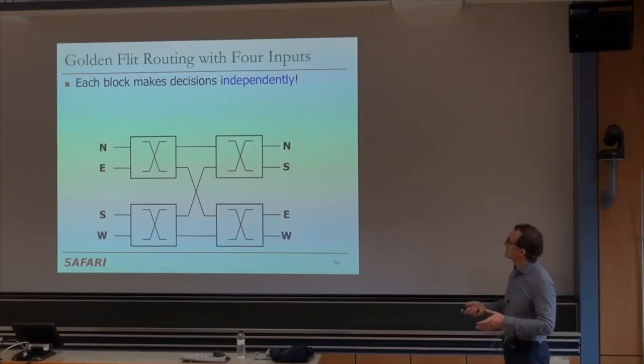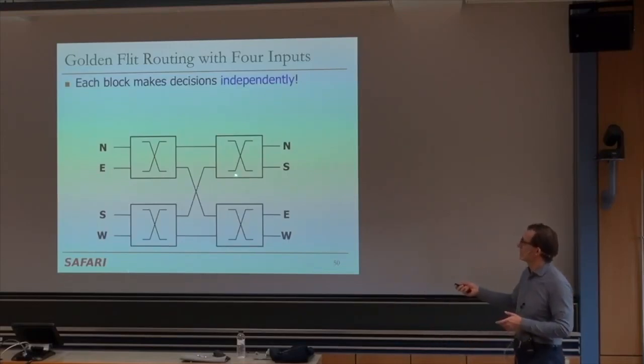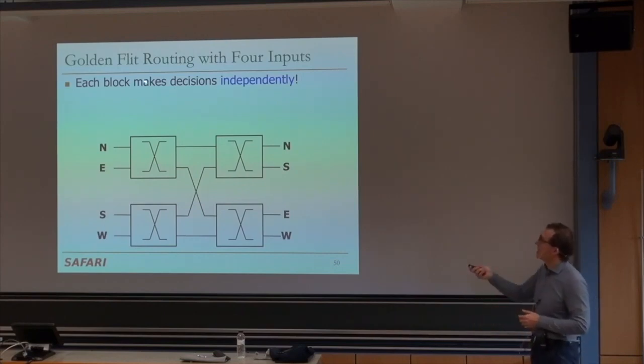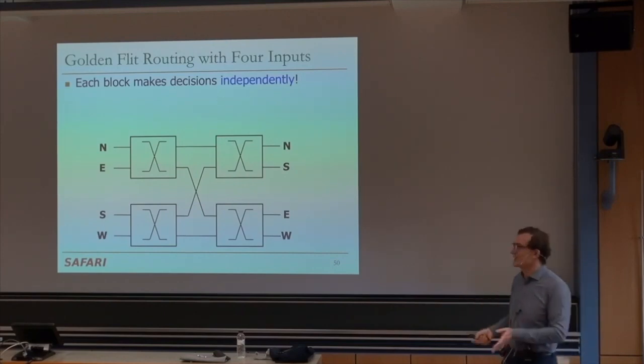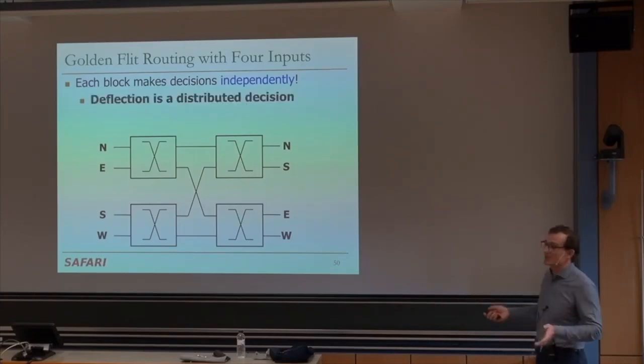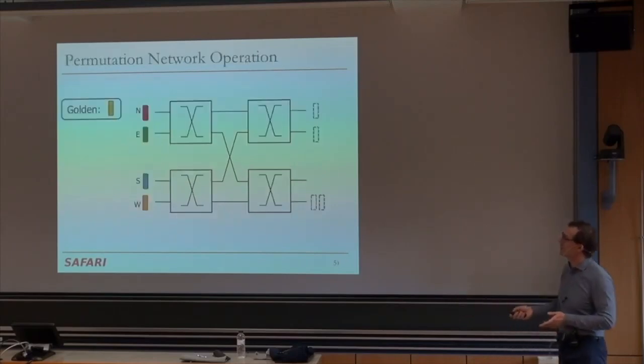So let's take a look at an example over here. This is a permutation network that consists of 4 2x2 routers. Each block makes decisions independently in this case, so the router becomes actually simpler also. And deflection is now a distributed decision across these. So let's pick one as golden over here. There are no priorities.